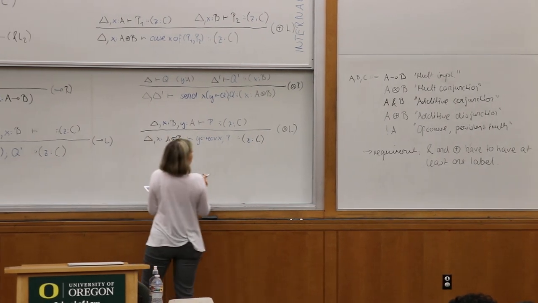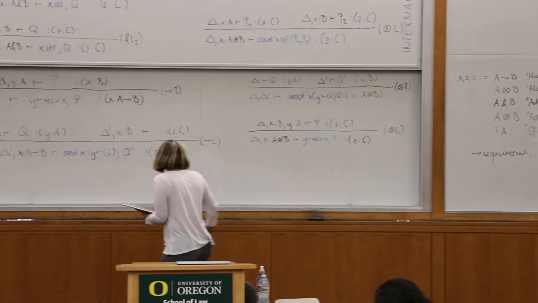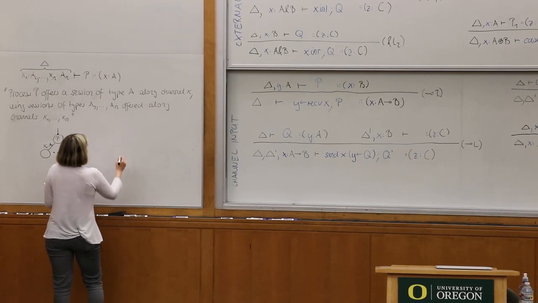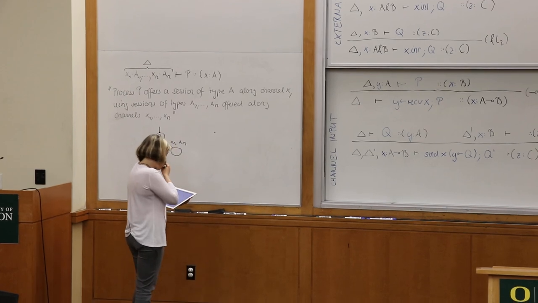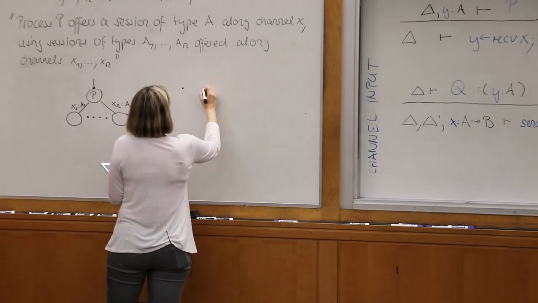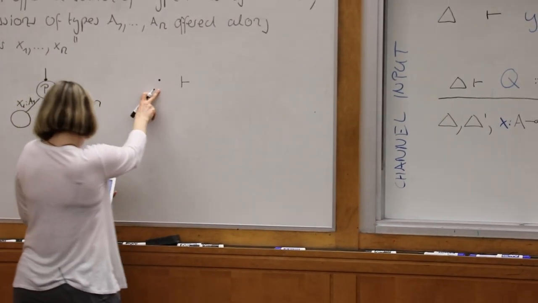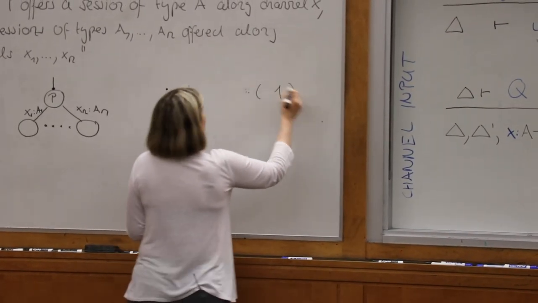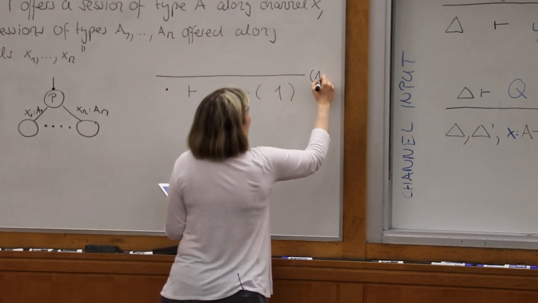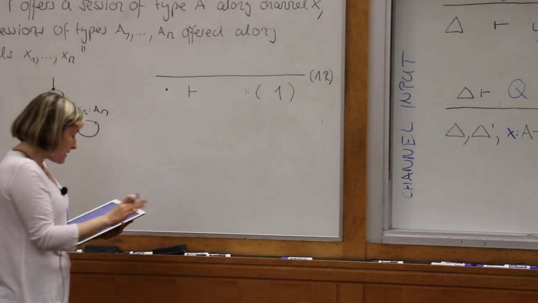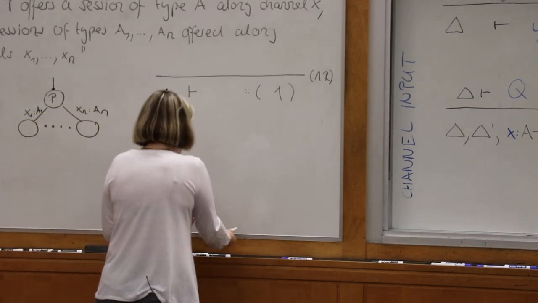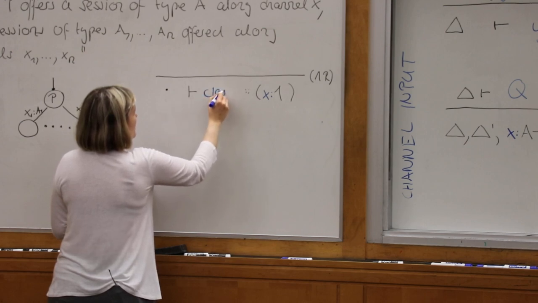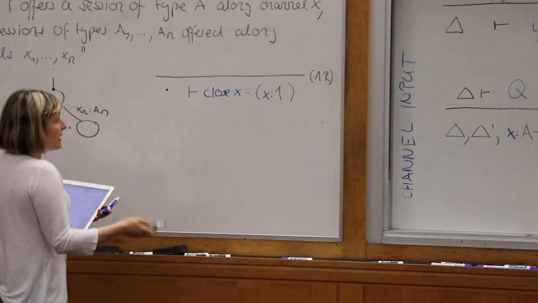So let's look at the connective. I'm going to put it over there. I should fit it here. Okay, so the right rule for one: not having any resources, we can offer something of type one. That's the one right rule. It doesn't have any premises. Now if we annotate this with process terms, we basically offer this along channel X, and what we do is we simply close X. And then let's look at the left rule.